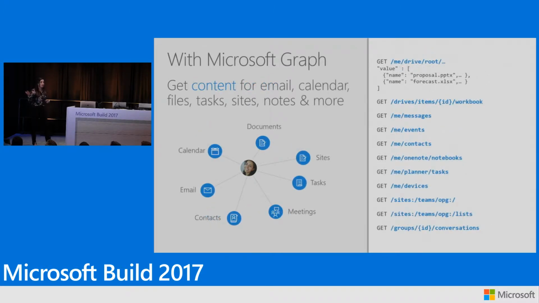So one is access to profile. Now then it's access to content. When we look at content, there are actually a lot of things available in the graph: documents, calendars, sites, tasks, email, contacts, meetings. And here are a few examples of those requests. If I want to get access to files in my OneDrive, just calling the me/drive/root endpoint and then the children gives me the set of files that are part of my OneDrive.